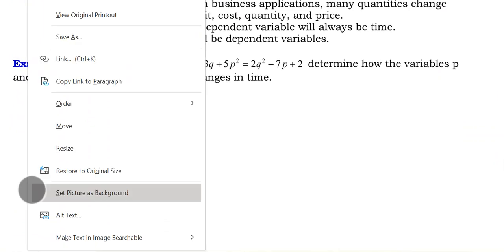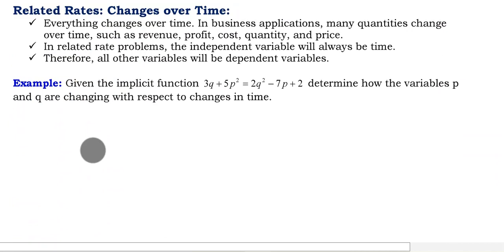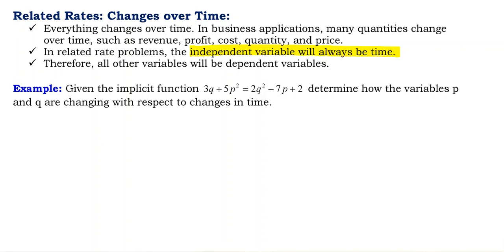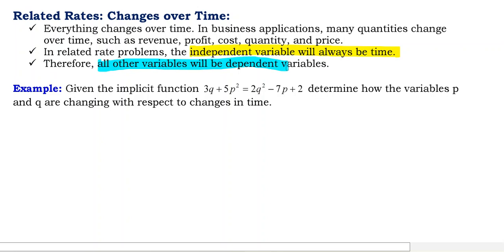Related rates are all about changes over time. Everything changes over time. In business applications, many quantities change over time, such as revenue, profit, costs, quantity, price. Those sorts of things are changing with respect to time. In a related rate problem, the independent variable will always be time. Therefore, this is very important, all other variables will be dependent variables.